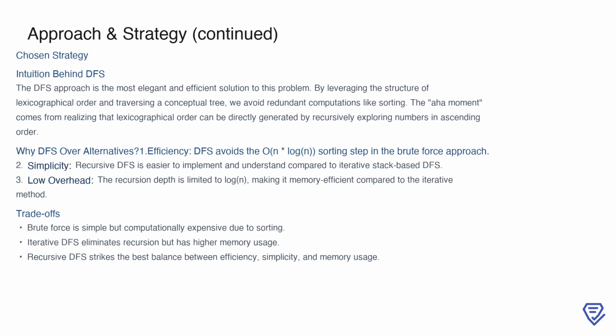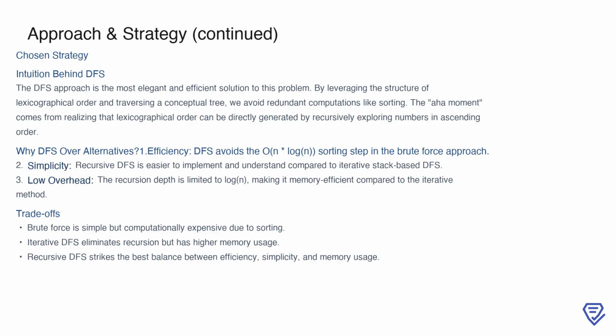Among the approaches discussed, recursive DFS stands out as the most efficient and elegant solution. By leveraging the structure of lexicographical order and traversing a conceptual tree, we avoid redundant operations such as sorting. The key insight is recognizing that lexicographical order can be directly generated by recursively exploring numbers in ascending order.